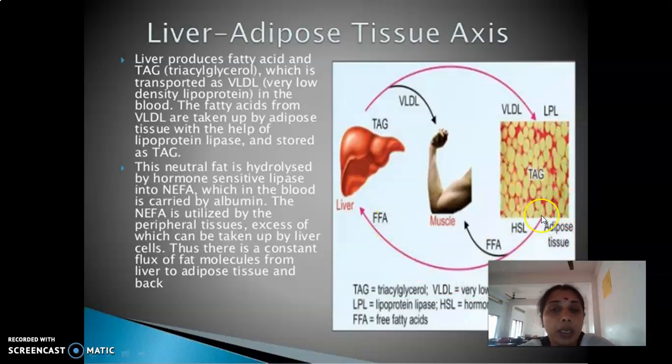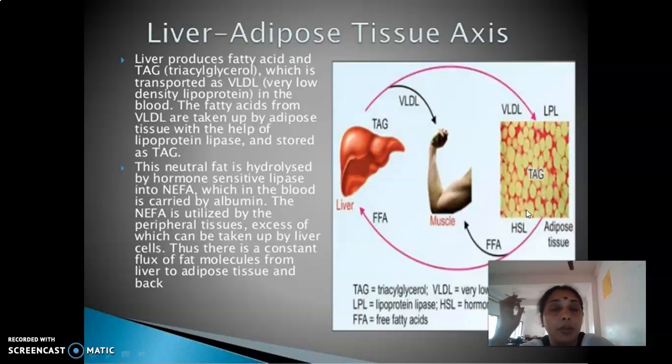But if there is any emergency arising, what happens? The TG will be subjected to lipolysis. How? By hormone sensitive lipase. So there comes the action of hormone sensitive lipase. The VLDL lipoproteins are acted upon by lipoprotein lipases so that the contents are released, but the TG is acted upon by hormone sensitive lipase. So this hormone sensitive lipase is always under the control of hormones, right?